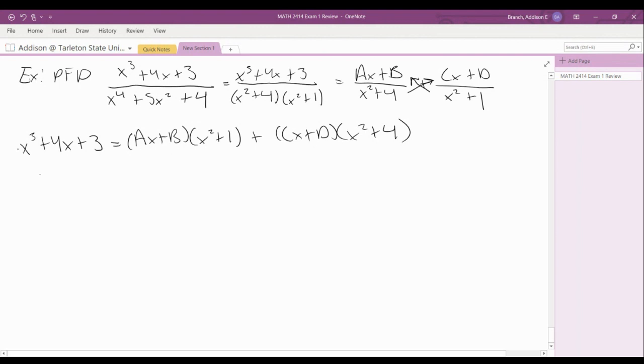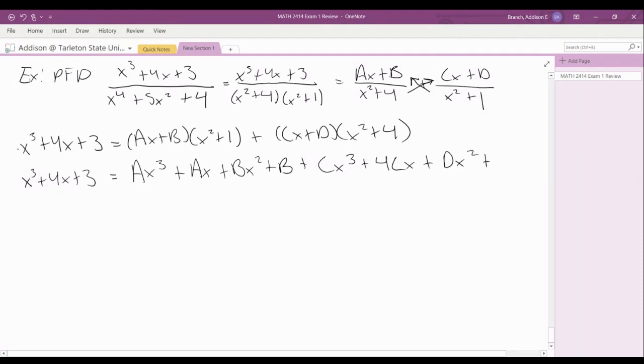this whole big equation to get x cubed plus 4x plus 3 is equal to ax times x squared is ax cubed, ax times 1 is just ax, b times x squared is bx squared, b times 1 is b, cx times x squared is cx cubed, cx times 4 is 4cx, d times x squared is dx squared, plus d times 4 is 4d.